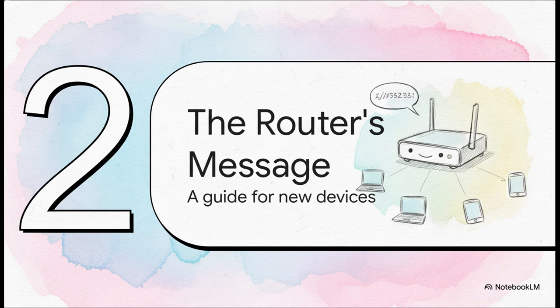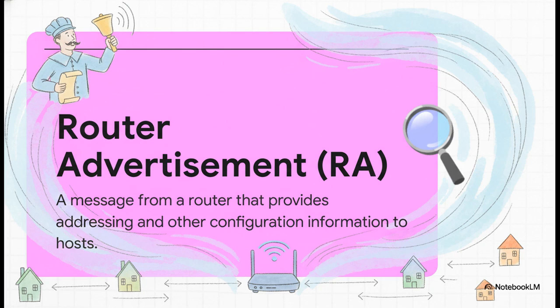So how does our device get this all-important address? Well, it starts by looking for the local guide, the official greeter of the network. And in this adventure, that guide is always the router. The router has all the information, all the secrets that a new device needs to get online. The router makes itself known by constantly sending out a special broadcast. It's called a router advertisement message, or an RA.